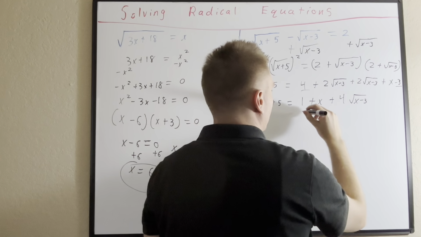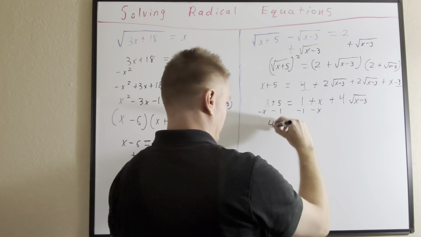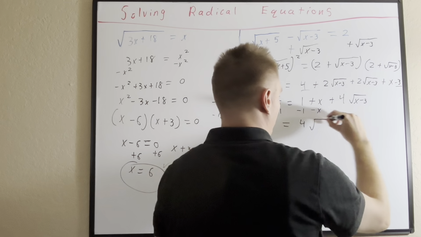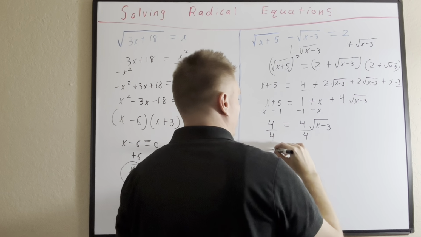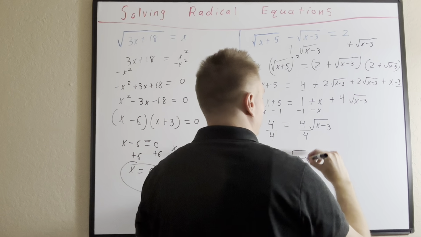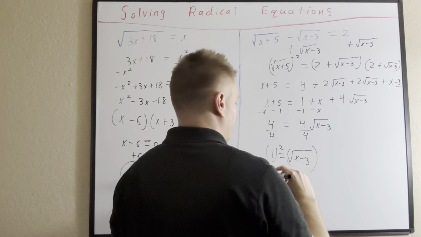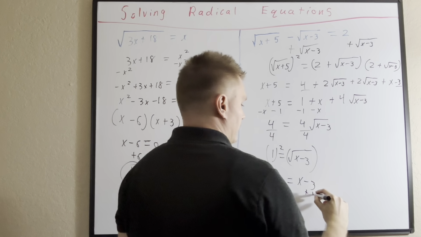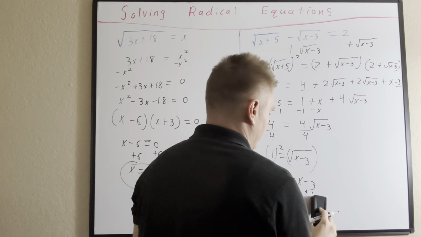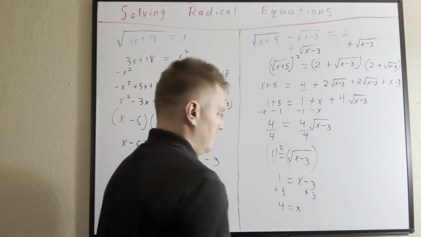Minus x minus 1 to both sides, right? Minus 1 minus x. What the? We're left with just 4 over here, equals 4 square root of x minus 3. Divide both sides by 4. We get 1 equals square root of x minus 3. And now we square both sides again. So x minus 3 equals 1. Plus 3 to both sides, and we get 4. x equals 4.